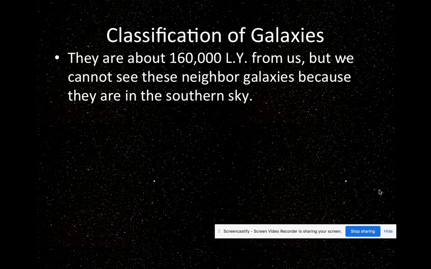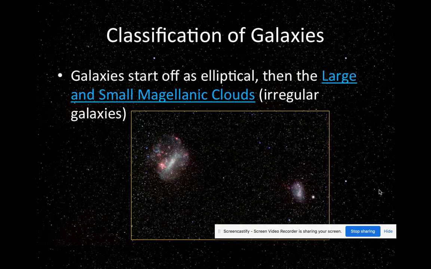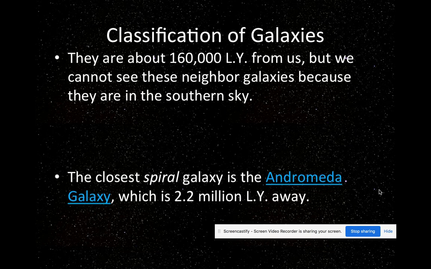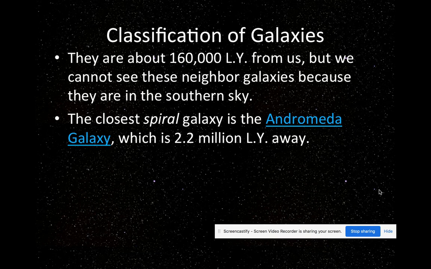They are about 160,000 light years away from us. So the large and small Magellanic Clouds are the closest galaxies to our galaxy. But we cannot see these from our perspective because they are only viewed from the southern hemisphere, so we're not as familiar with them up here because we can't see them. Our closest spiral galaxy is Andromeda, which is 2.2 million light years away.